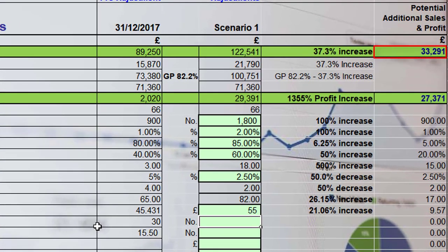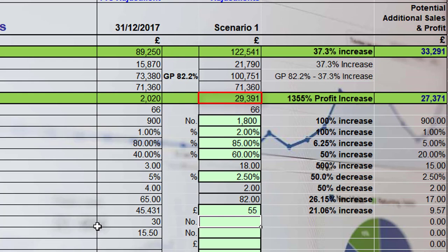So if you take a look, our sales have now increased by £33,000, or just over in fact. So our total sales have gone from £89,250 to £122,000. But more importantly, our profit has increased by £27,000, which provides a net profit of just under £30,000.